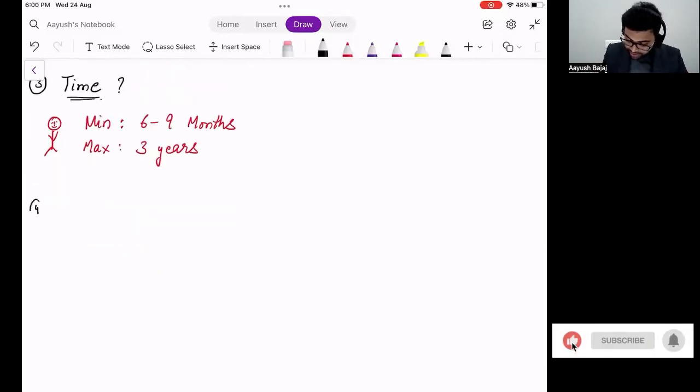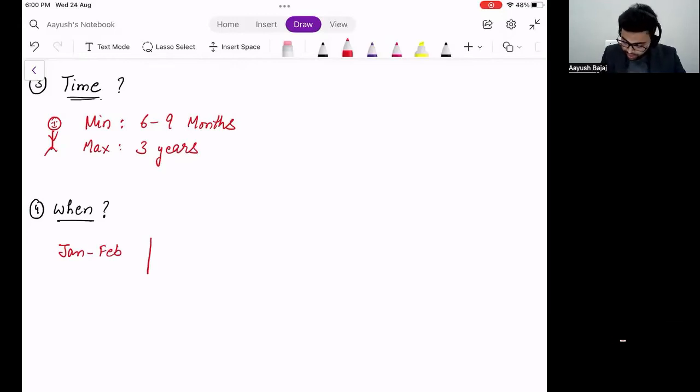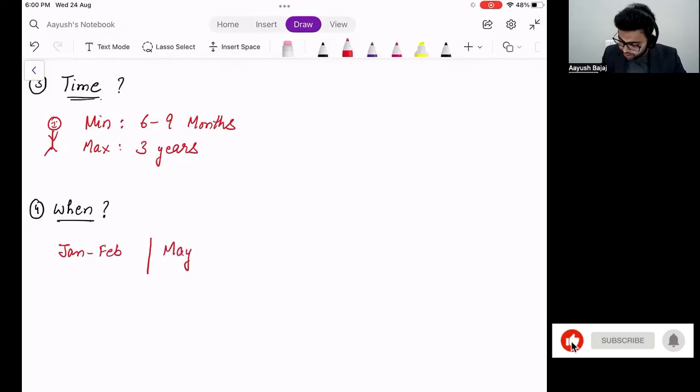Then the next is when. When can I give the exam? So exam happen basically in 3 windows. The first window is January to February, right? You can schedule your exam within January to February. These are the 2 months where the exam is open to take. Then the next window is May, June, and the next window is September to October.